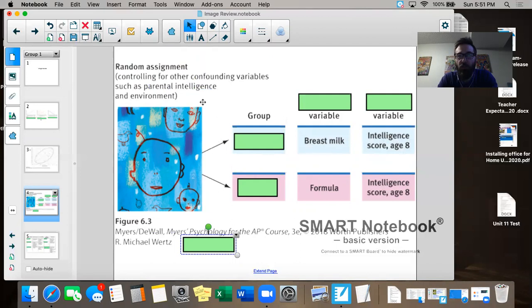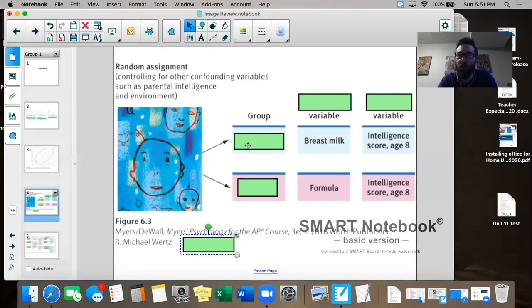How do we establish random assignment? You can say absolutely anything, like flipping a coin or a computer generating it, anything so long as you don't get to choose. Everyone should have, you would hope, an equal chance at going into either.